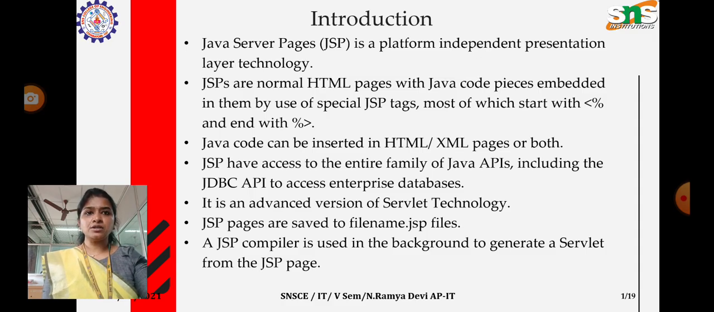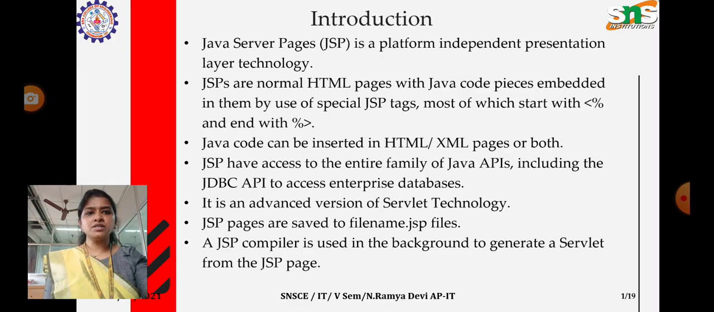So JSPs are normal HTML pages with Java code pieces embedded in them by use of special JSP tags, most of which start with a percentage symbol and end with a percentage and greater than symbol. So Java code can be inserted into HTML or XML pages or both. JSP have access to the entire family of Java APIs, including the JDBC API to access enterprise databases.